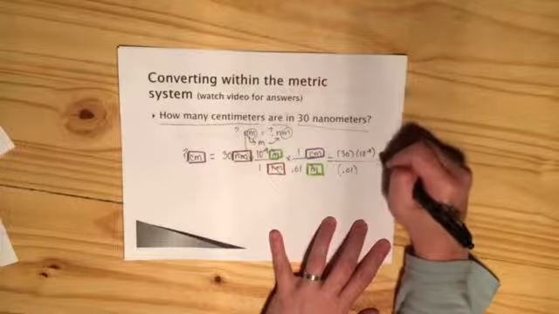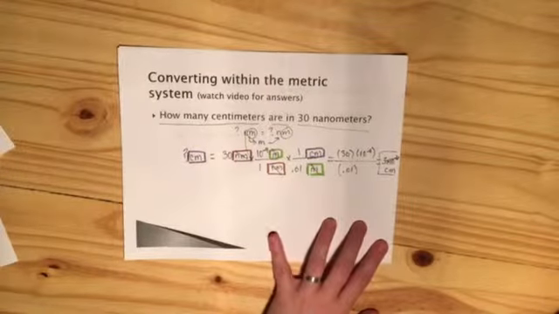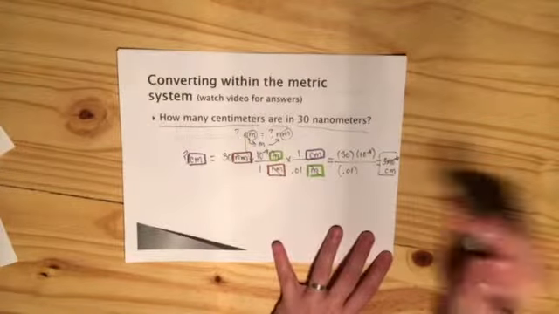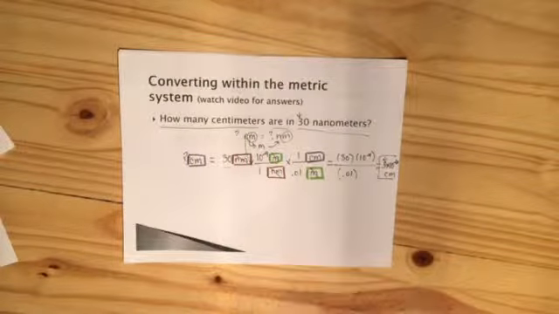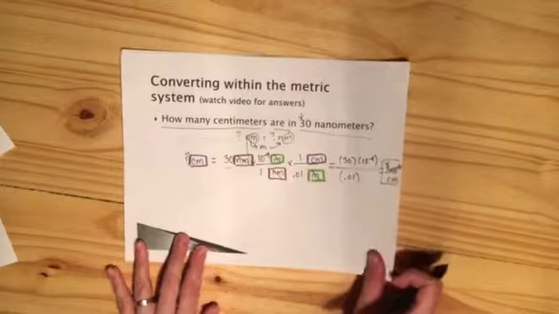centimeters. If you're looking at significant figures, we're just looking at this, and there's only one significant figure here. And so we're fine with one significant figure there. So your answer is 3 times 10 to the negative 6.